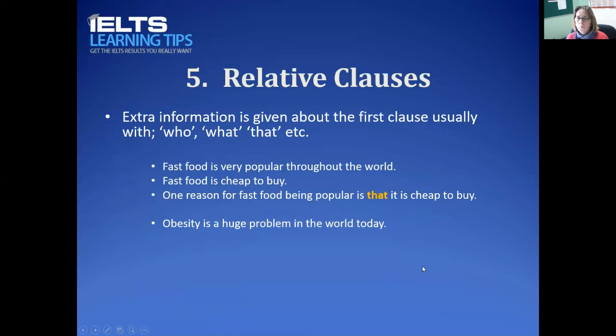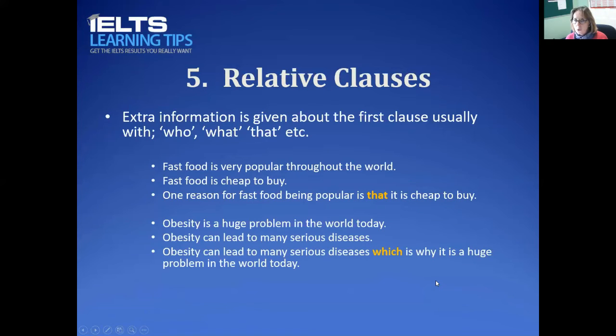Here's another one. Obesity, and it's a problem. And again, we've got repetition of obesity. So in order to take away that repetition, we can use which. So you can see now you've got a much more interesting sentence and a much more sophisticated sentence. So obesity can lead to many serious diseases, which is why it is a huge problem.